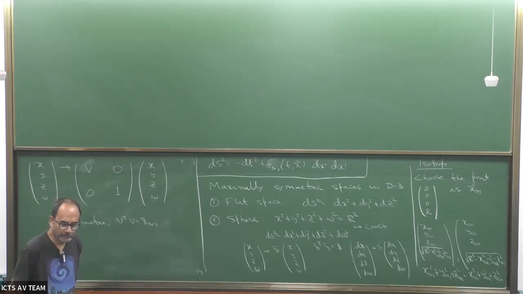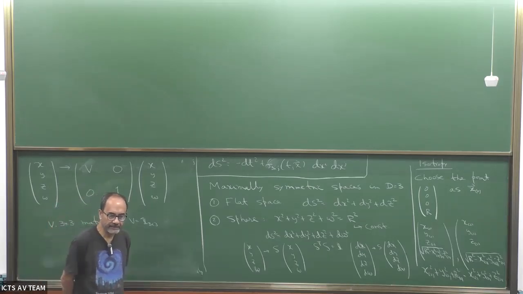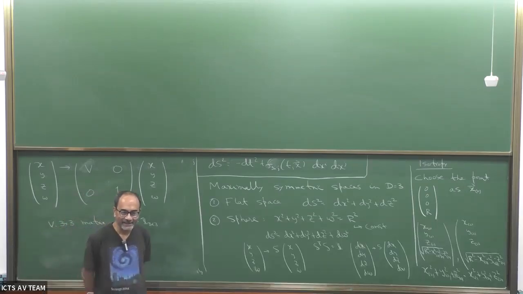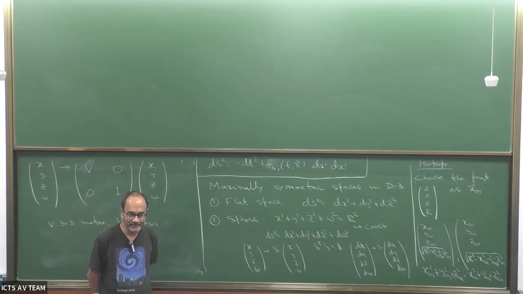Exactly. ISO(3,1), ISO(2,1), right? Sorry, yeah, it is Euclidean. Whatever that group is called, right? But there are 6 generators in that group. 3 translations and 3 rotations.